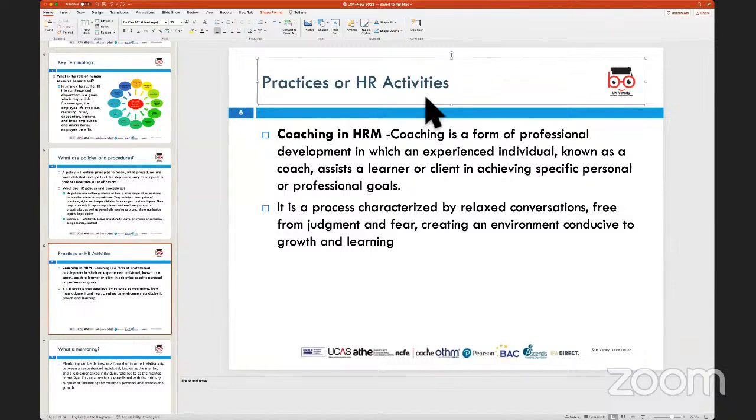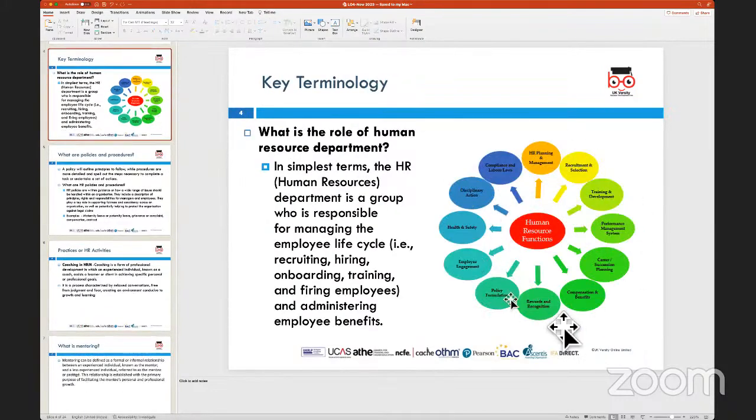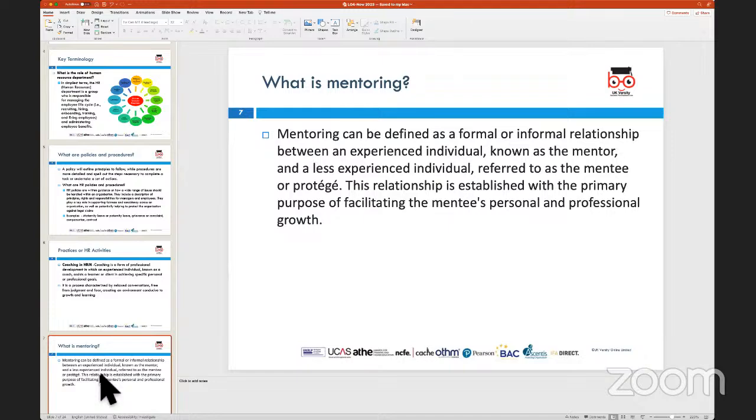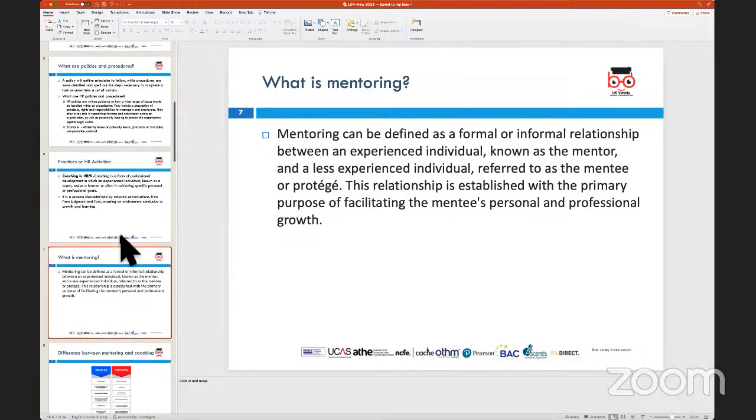Now, there are lots of HR practices. These practices could be related to compensation, reward, benefits, recruitment, selection, basically these functions of human resources. But what we are going to focus on in the learning outcome are practices related to coaching in HRM. Why does an organization look at the process of coaching within the organization? Why do we look at the process of mentoring? And what are the key differences between the two?